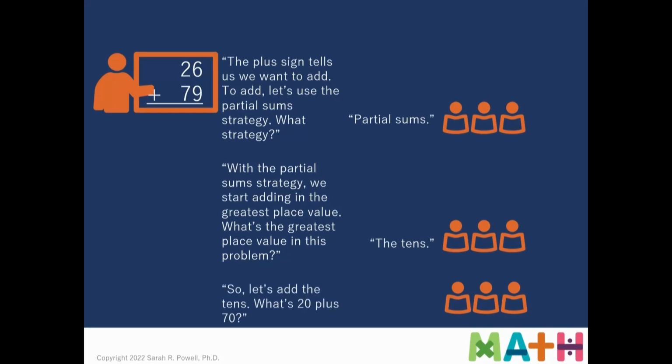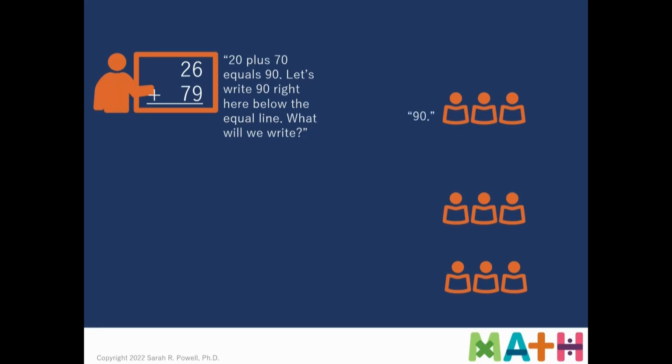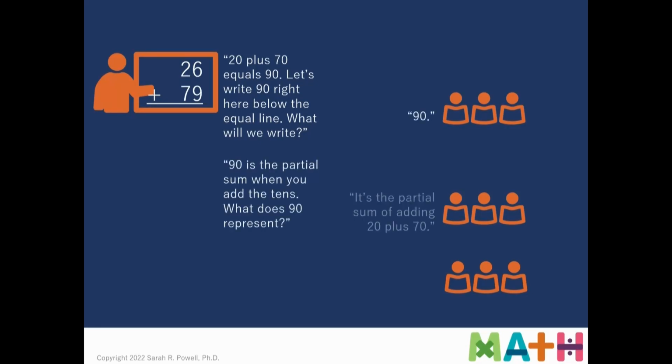And then I emphasize, well, if we're adding the tens, then we're adding 20 plus 70. What does it mean to add 20 plus 70? So the students help us with that. And then we move forward to figure out, well, what do I do with this information? Now that I know that 20 plus 70 is 90, where should I write this? So here I talk about that 90 being a partial sum and having students explain that 90 is the partial sum when we add the tens.